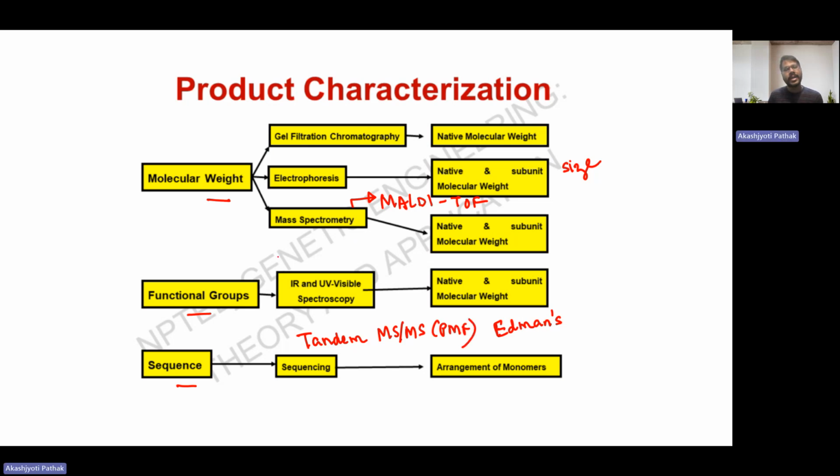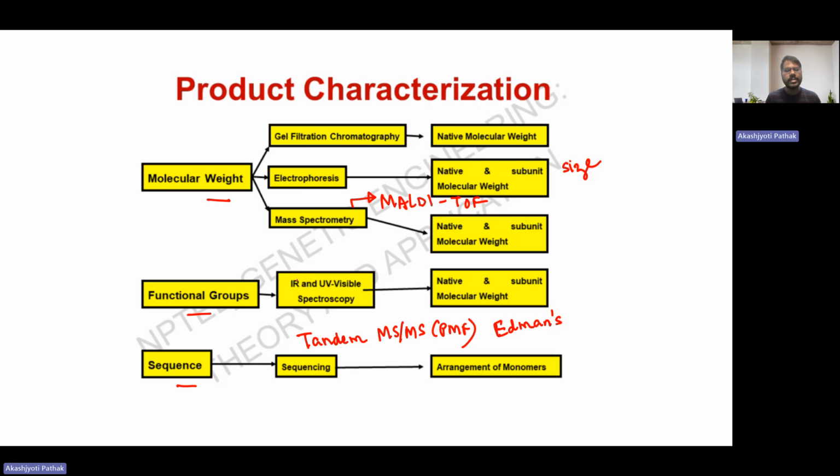Now, molecules can also be characterized on the basis of the functional group, that is, what chromophores are present in a molecule. There can be different chromophores, like the aromatic residues present in a protein, which are intrinsic chromophores. Then there can be the peptide bond, NAD or nicotinamide, or the heme groups present in a protein. They are also chromophores which can be utilized for characterizing the product.